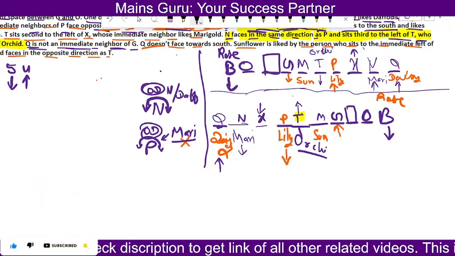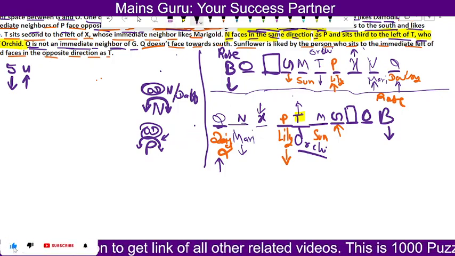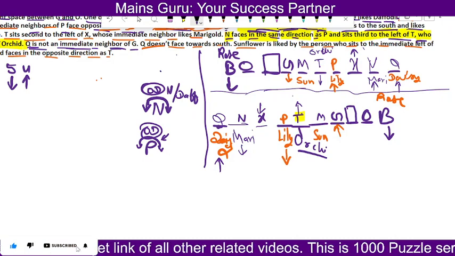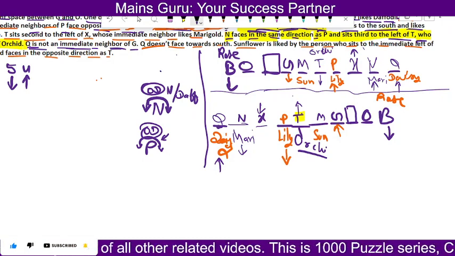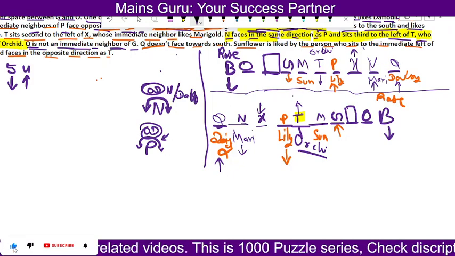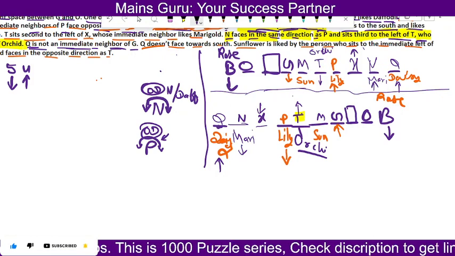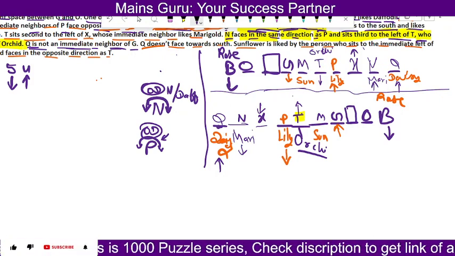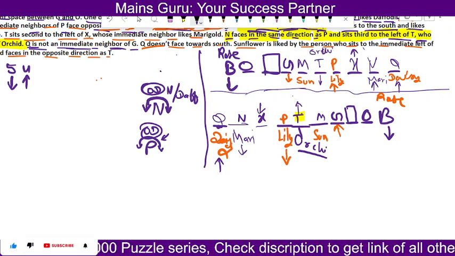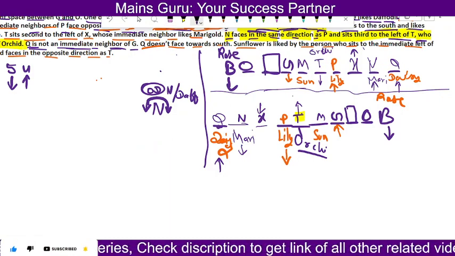And Marigold should not be immediate neighbor of P. That is already done here. Marigold is not an immediate neighbor of P in any of these conditions, and the immediate neighbors of P are facing opposite directions. So see here, are the immediate neighbors of P facing opposite or not? Okay, opposite direction is there, and in this also they are facing opposite directions. Done.